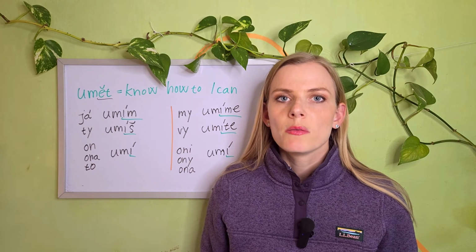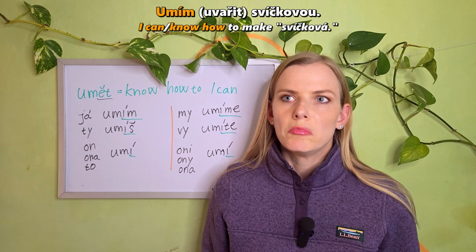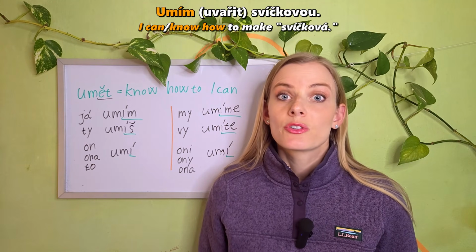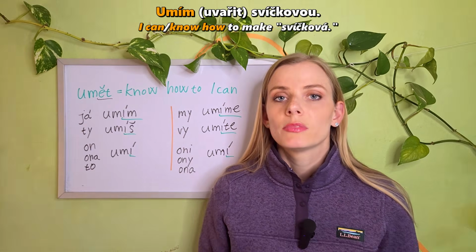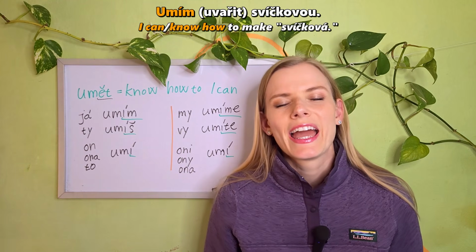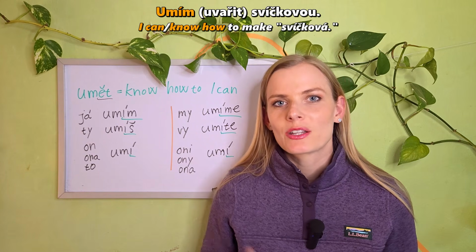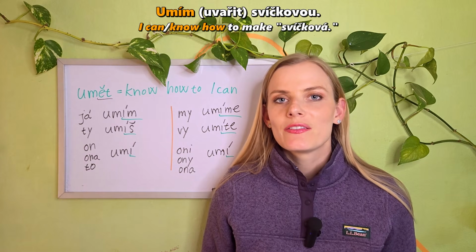Or if you say, umím uvařit svíčkovou. I know how to make svíčková, this Czech dish. So you could also say, umím svíčkovou. I know how to svíčková. I know how to make svíčková. Of course, when it's clear from the context what it is that you could do, we can leave out the verb.